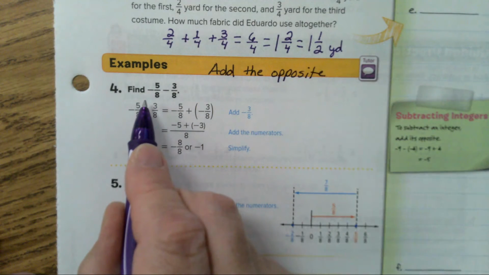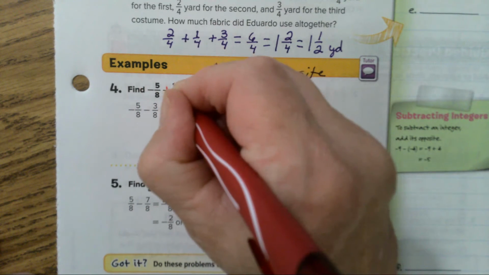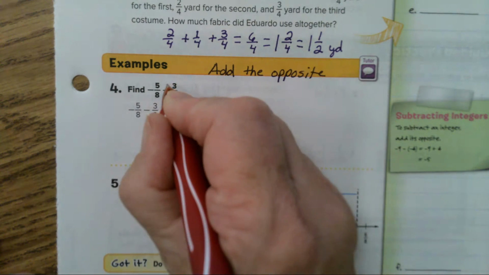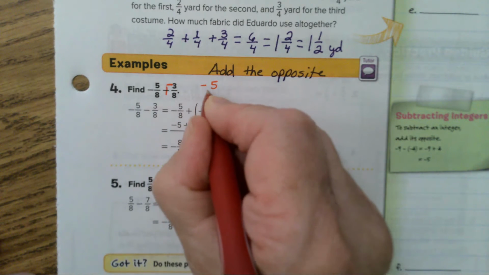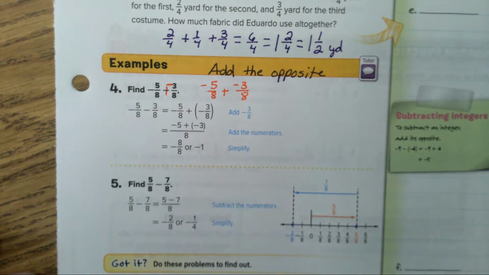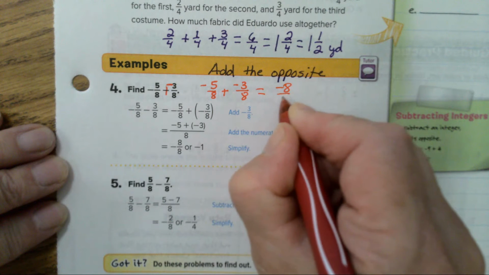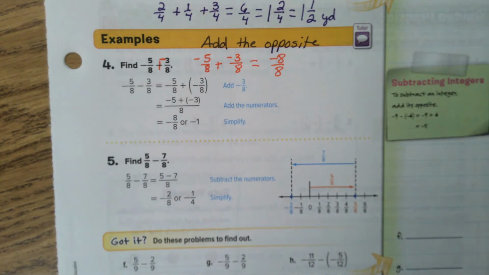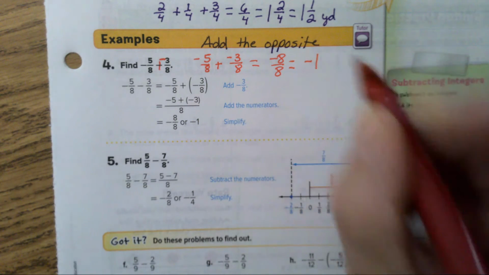So, you do not do anything to the first fraction. You just change the subtraction sign to an addition sign. And what's the opposite of 3/8? Negative 3/8. So now you have negative 5/8 plus negative 3/8. If you write this down yourself, it'll help your brain to think about what's going on here. So negative 5/8 plus negative 3/8 equals negative 8/8. Okay, and we all know that negative 8/8 will be a negative 1, which is what they have here.